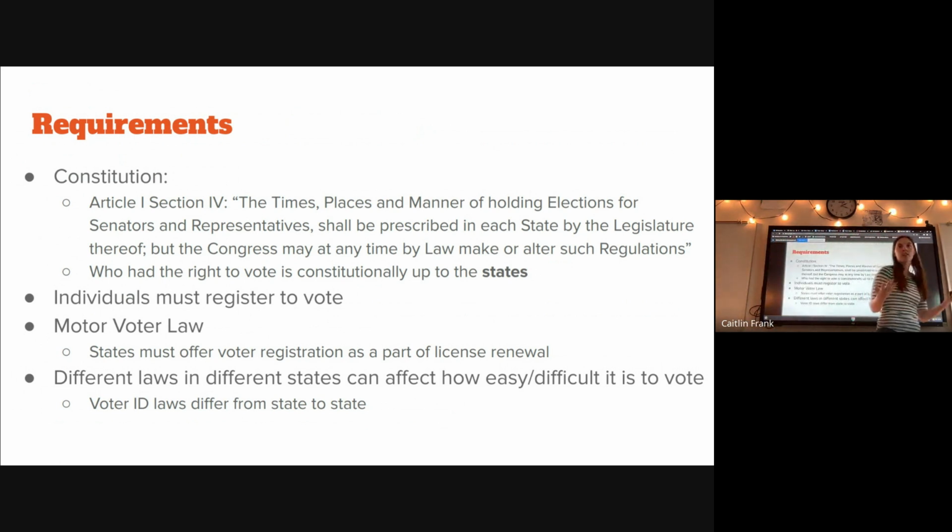How long before an election can you register to vote? Some states it's 30 days. Some states it's 1 day. Some states you can register to vote right before you vote in the actual election. So that varies state by state, which can make it more or less difficult for you to be able to vote on election day.